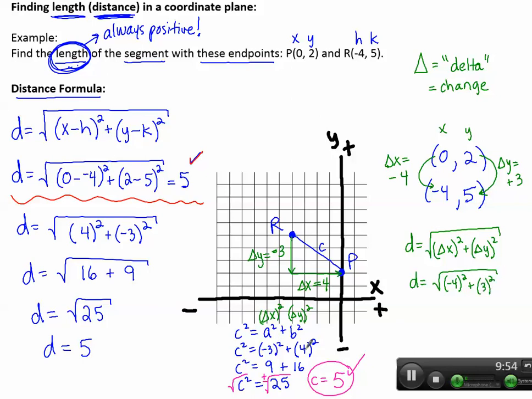Notice that that's different from when I counted in the graph, but I'll still get the same answer because remember, anytime we square a number, it's always positive. Negative 4 squared is 16, 3 squared is 9, 16 plus 9 is 25, and the square root of 25 is 5. Same answer, just another way.